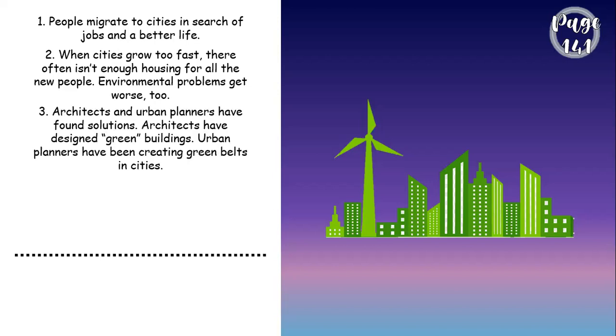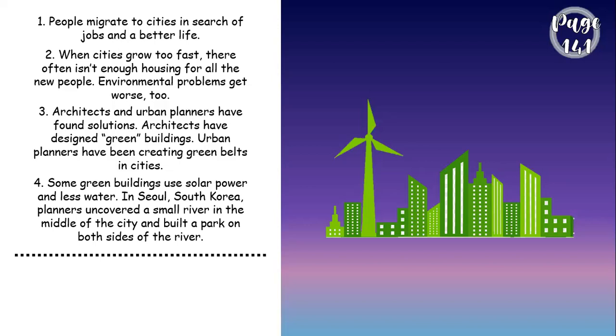Let's see, number three: who has found solutions to some of these problems and what are these solutions? The people that are looking for solutions nowadays are the architects and the urban planners, and they have designed green buildings according to our article. Urban planners have been creating green belts in the city. Okay, so who? The architects and the urban planners. And the solutions they brought were green buildings and green belts in the city.